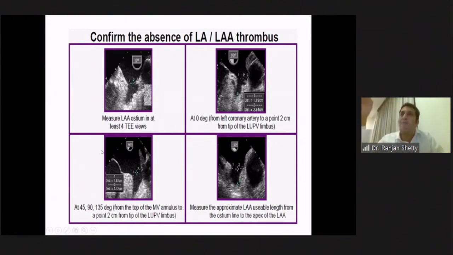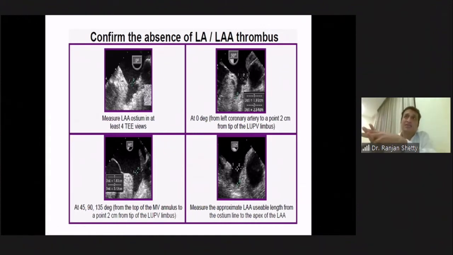So draw a parallel line to the circumflex as if you're closing the appendage. In this case, you would draw a parallel line here, and you would also measure the depth, because with the WATCHMAN device, the depth becomes important. So you measure it at 0, 45, 90, and 135. The 135 sometimes becomes very, very tricky.